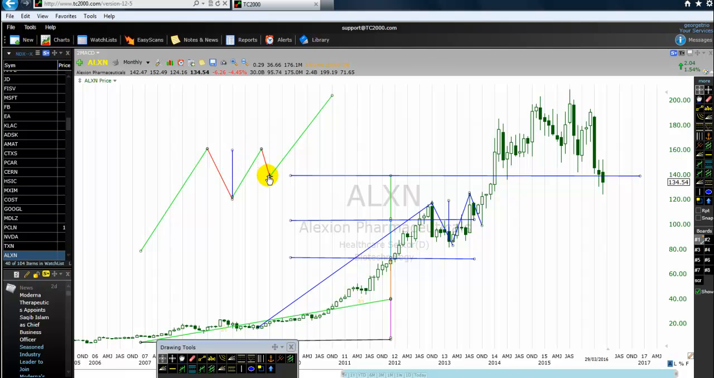Now I'm going to go a little bit into the theory. According to the theory, the handle of the cap and handle chart pattern shouldn't go down beyond the 61.8% of the height of the cap. So this is the cap here. What is the height? It's from the top of the cap to the lower part of the cap. So the theory states that the handle shouldn't go down beyond the 61.8% Fibonacci retracement level of the cap.